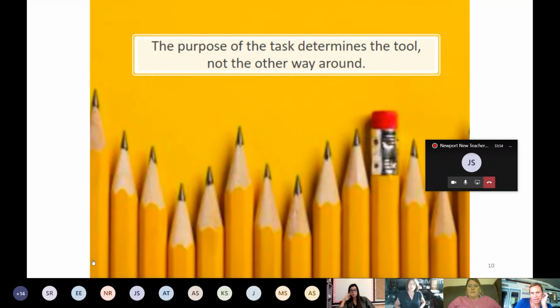One thing we do want to state is that the purpose of the task determines the tool, not the other way around. So what is meant by this statement? Sometimes we get stuck. Sometimes we end up letting a program or a textbook drive our instruction. We end up sort of following something that has been purchased for our school. And what we have to be careful of in this new year is that we also don't want to let all of these great new snazzy, many of them free technology tools drive our instruction.